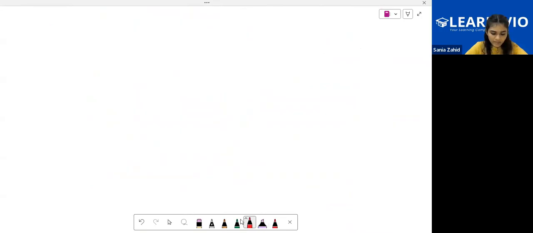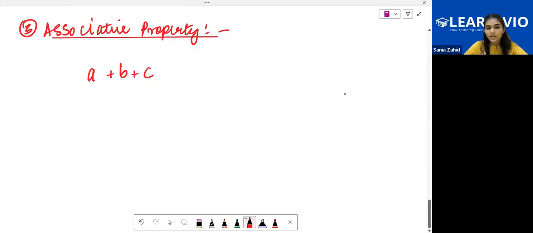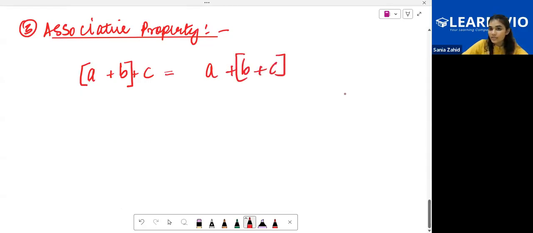Now next we have is the associative property. What is the associative property? For example, look here. I have three integers, a, b, and I have one more integer, c as well. Now what can I do? I can first add a and b, and then I can add c to it, right? Or I can first add b and c, and then to the sum of b and c I will add a. So the answer will be equal only.